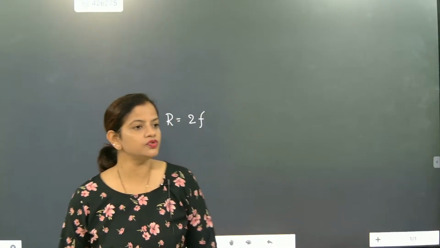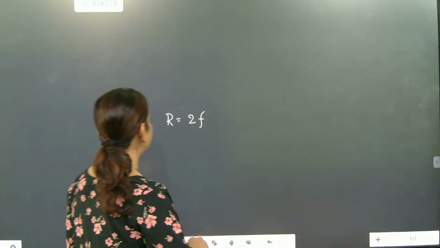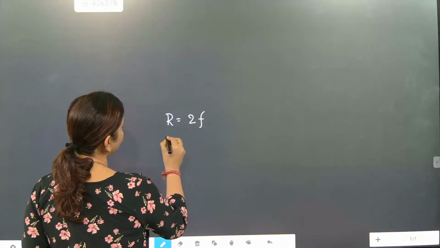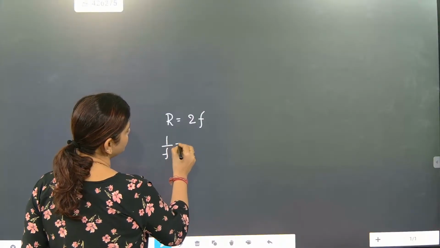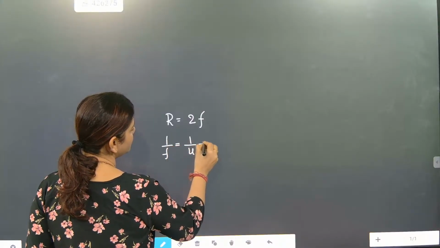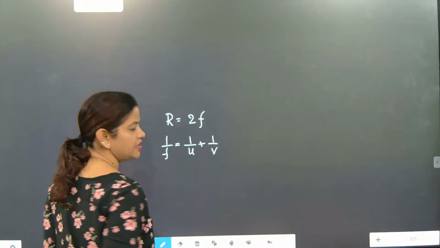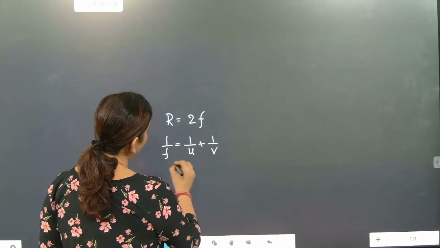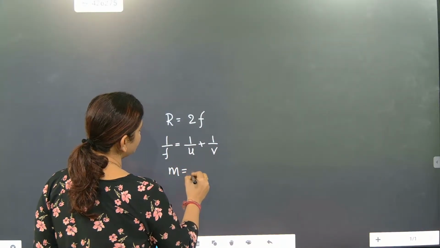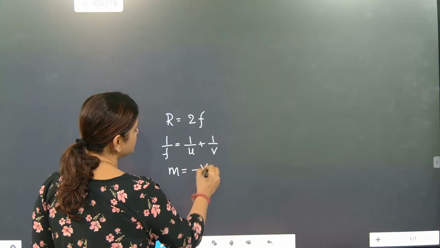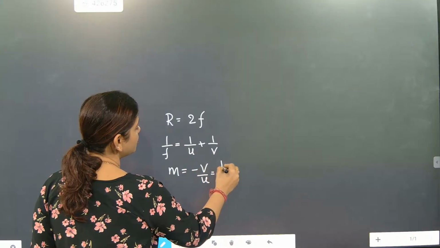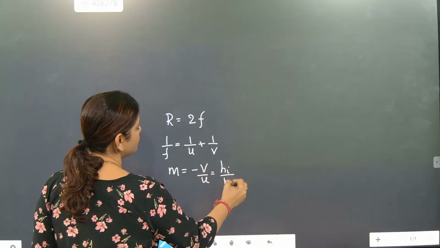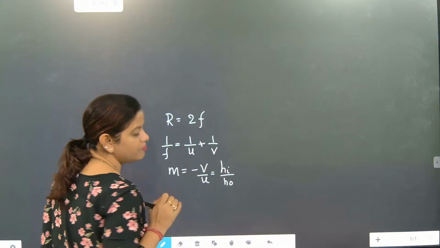The radius of curvature is 2 times the focal length. This is the first piece of information. The second is 1/f = 1/u + 1/v. This is another formula. Now for magnification, m = -v/u, or height of image by height of object. So these are for mirrors.